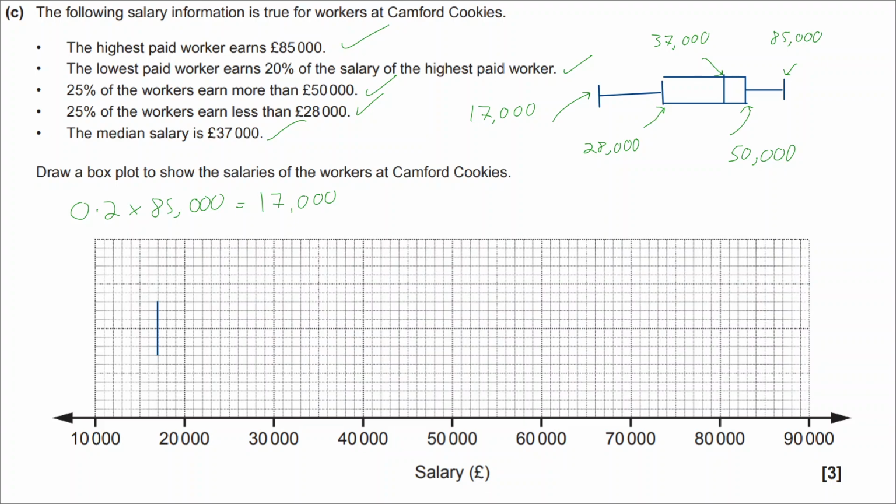Let's go up to here. Oh, that's not what I wanted at all. That's 30. There we go. I've drawn this absolutely massive, but that's fine. Okay, that's good. The median is 37,000, so that's going to be 30, 40, 39, 38, 37, up to here. Okay, I think that's good. Let's go down a little bit more.